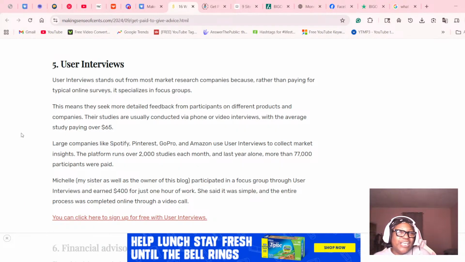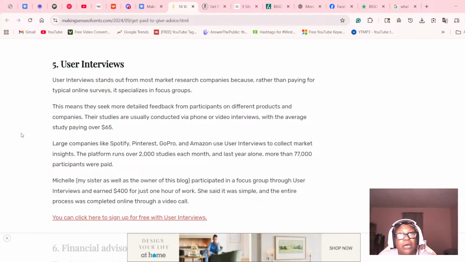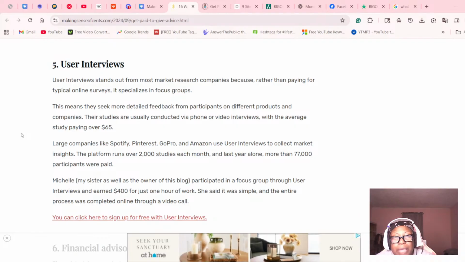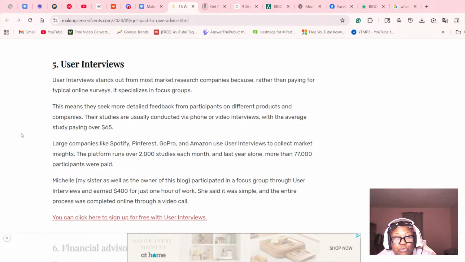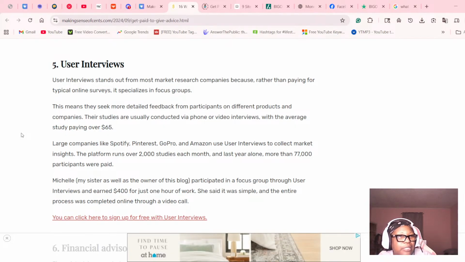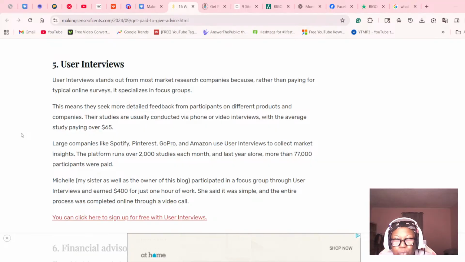I appreciate that. So, User Interviews stands out from most market research companies because rather than paying for typical online surveys, it specializes in focus groups. So, this means they seek more detailed feedback from participants on different products and companies. And the reason this didn't stand out really good for me is because I've been in detailed group feedback groups before, or focus groups, and I always got paid. Like I never paid anybody. I was the one that was getting paid. So I thought that was a little backwards, you know what I'm saying?